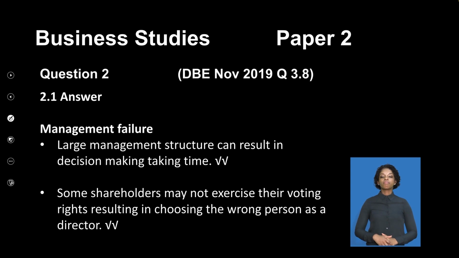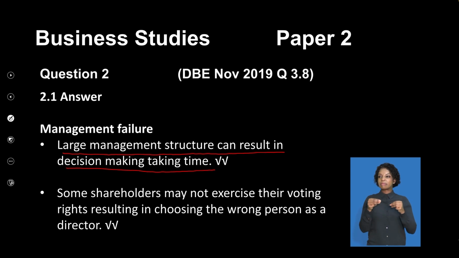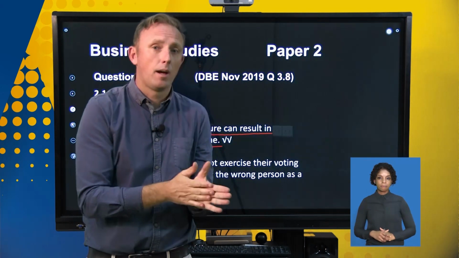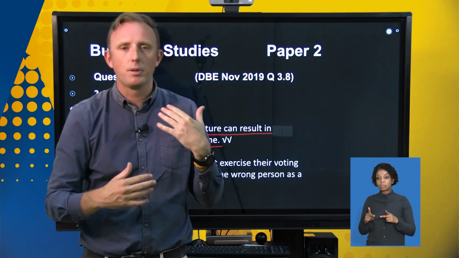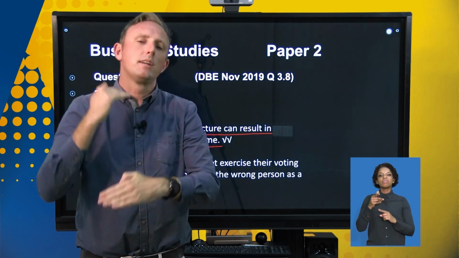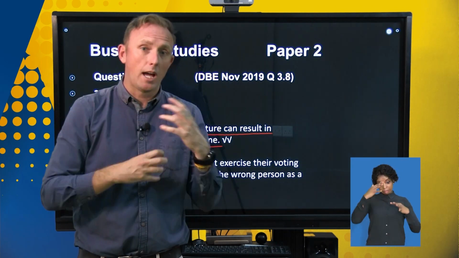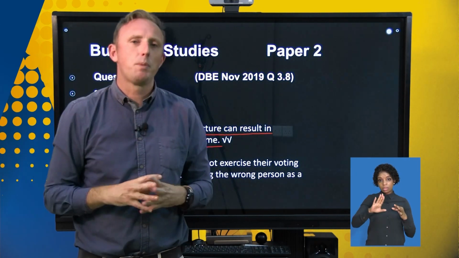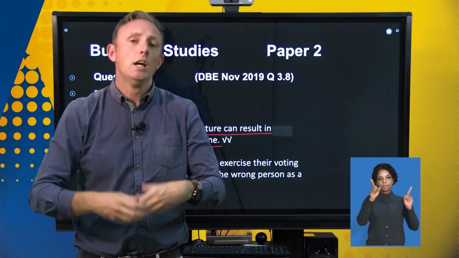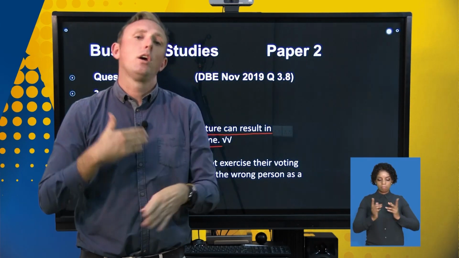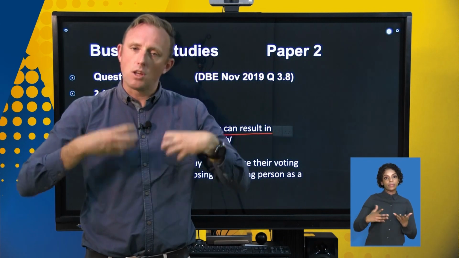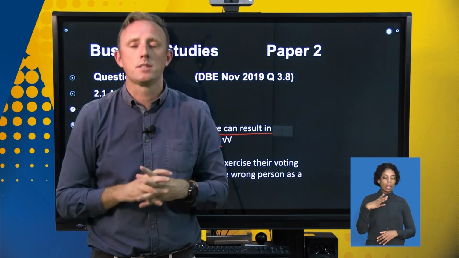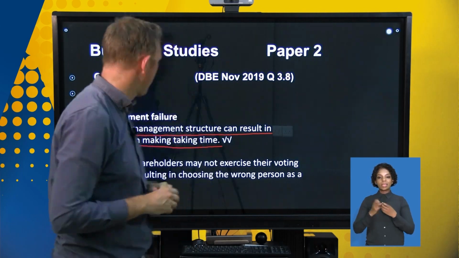Right. Another management failure is large management structures can result in decision making taking their time. Right. So there might be an opportunity that the business needs to take advantage of very quickly, but however, because it's got to go through formal structures, the decision making takes a lot longer, especially when it comes to big decisions within the business. You have to release a special meeting request to shareholders so that you can get shareholder approval. Shareholders might say no. So there's a whole long red tape process which can hamper fast decision making.